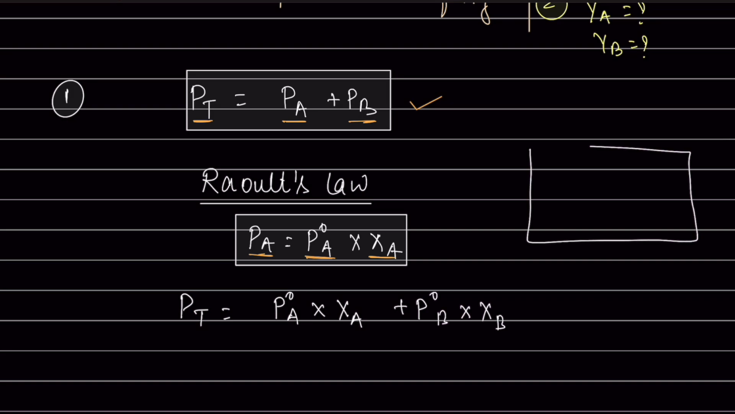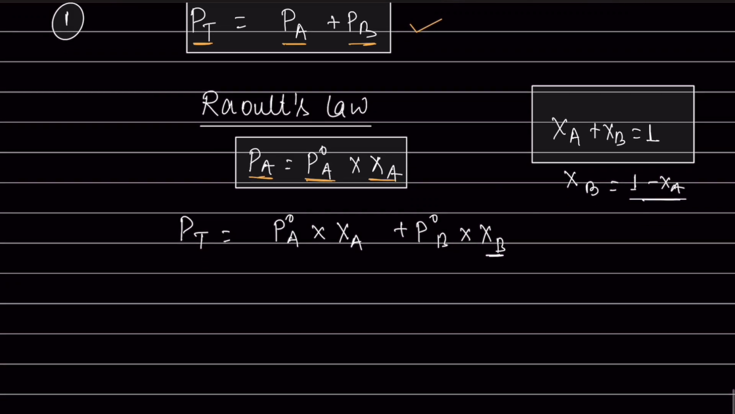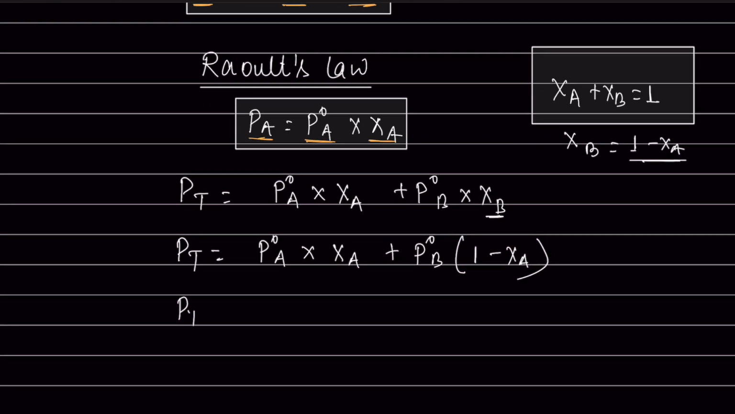And here we use one relation, Xa plus Xb is equal to 1. So from that we can say Xb is equal to 1 minus Xa. If you substitute this relation here, we can say that total pressure is equal to P naught A into Xa plus P naught B into 1 minus Xa. For simplification, P naught A into Xa plus P naught B minus P naught B into Xa.